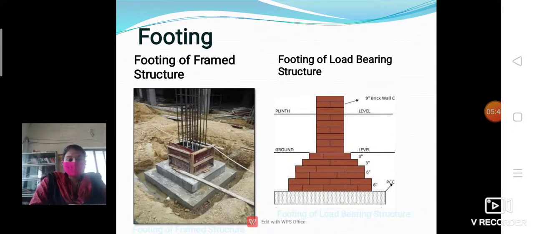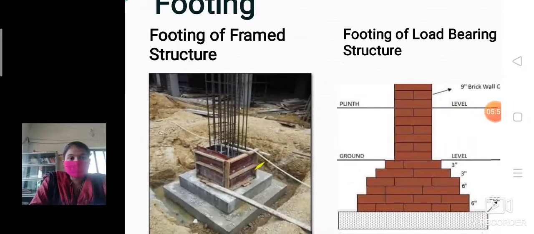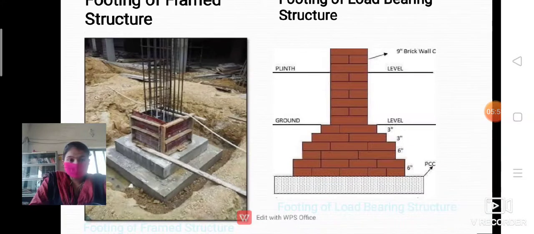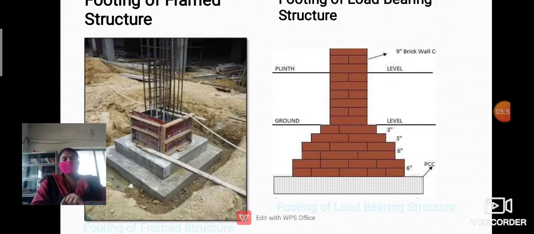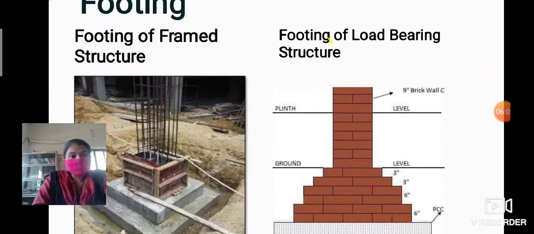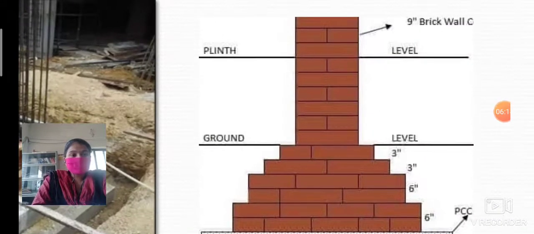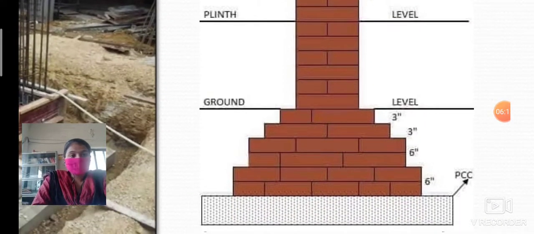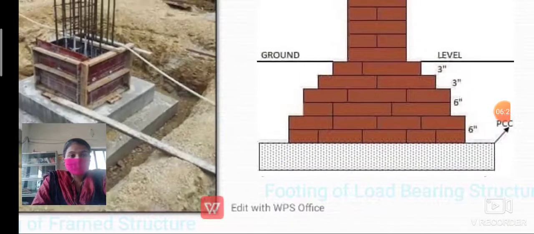So, the footing of frame structure. What is the footing of frame structure? This is the footing of frame structure. This is a step by step footing. You see that kind of footing in the construction of your bungalow, etc. Next, this is the footing for load bearing structure. This is the ground level, above the ground level: plinth, brick wall. This is for load bearing structure.